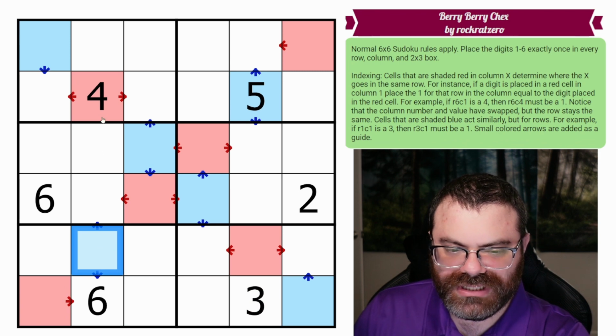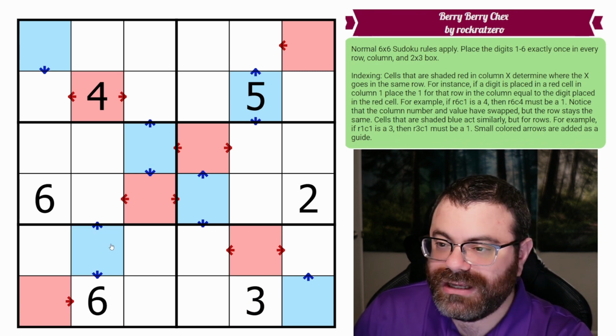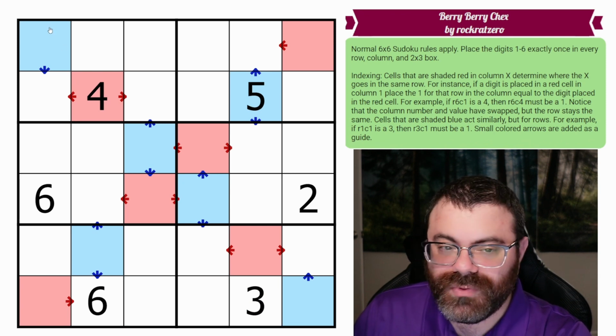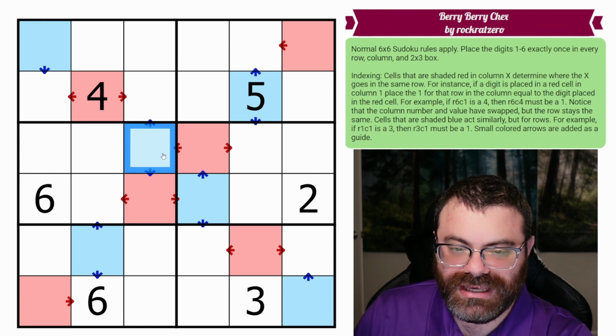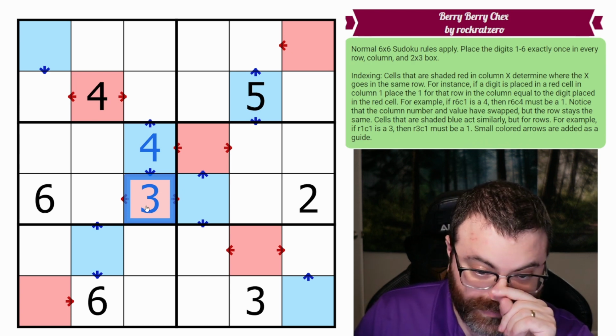And then the blue ones, that's the same, but we kind of rotate it, right? So what's our example? If row 1, column 1 is a 3, then that's in row 1. So we place the 1 here in row 3. If this were a 4, that's in row 3. So that means that we need to place the 3 in row 4, which would go there.